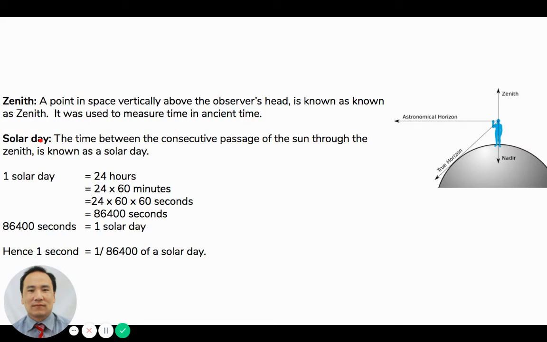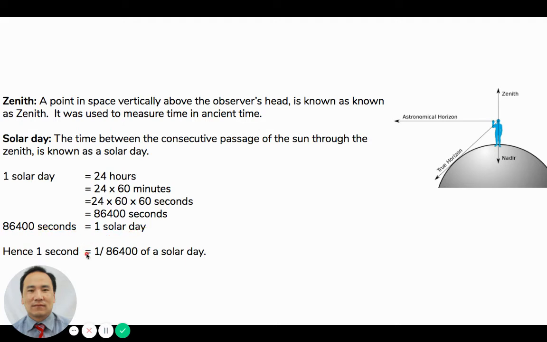What is a solar day? Here, this is a zenith, and suppose today the sun passed by this zenith. Tomorrow, the time taken by the sun to come at the same point on the zenith is called a solar day, and it comes to approximately 24 hours. That's why one solar day equals 24 hours. And if you convert into seconds, it comes to 86,400 seconds. And if we change the sides, then 86,400 seconds equals one solar day.